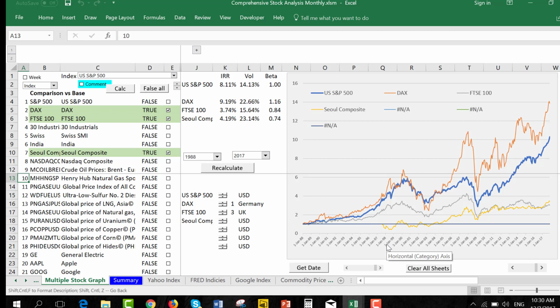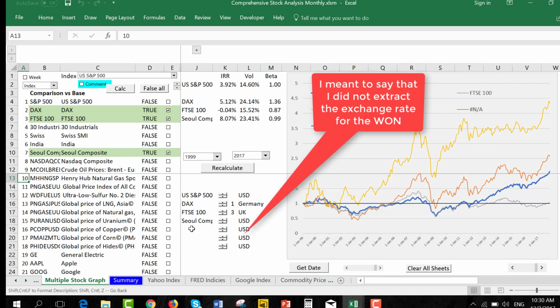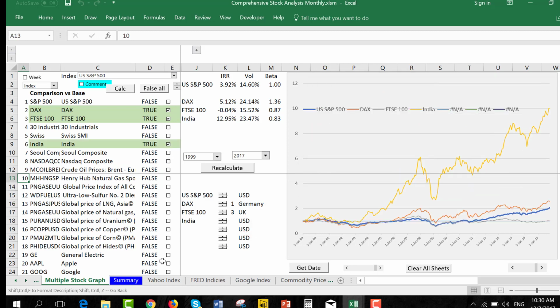Right now I'm in 1990. I'm in 1988. I have to go to 1999 or something. Huh. And then I didn't put the Seoul thing in. So let's take the Seoul one away and compare it to the India. So those are the kind of things you can do, and you can get all sorts of things. Now I know you can do a lot of this on Bloomberg. Fine.